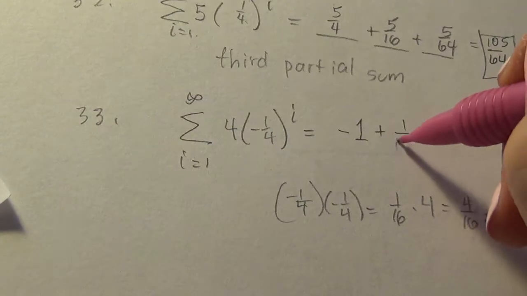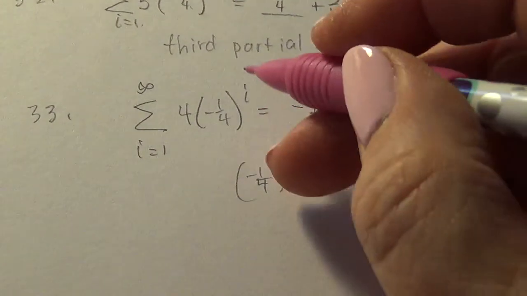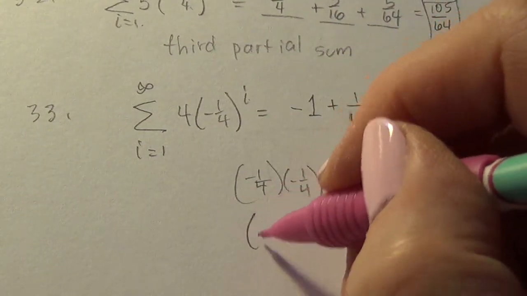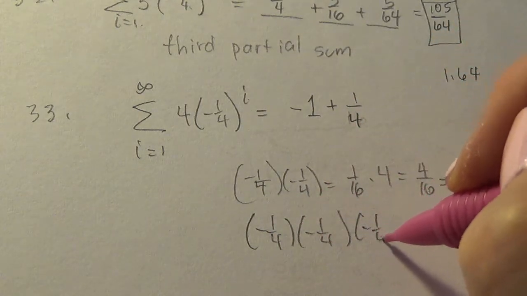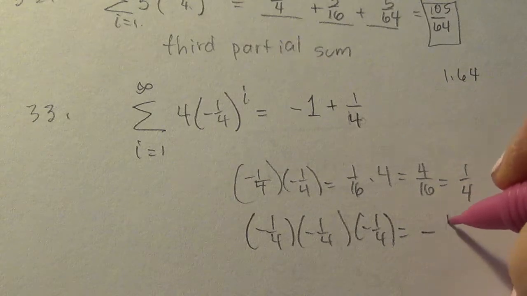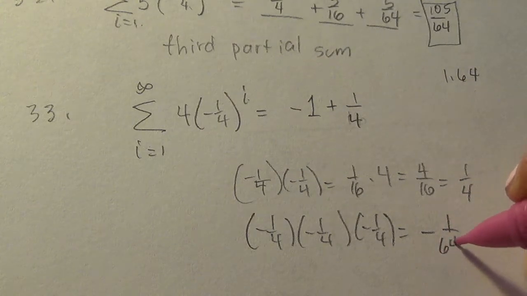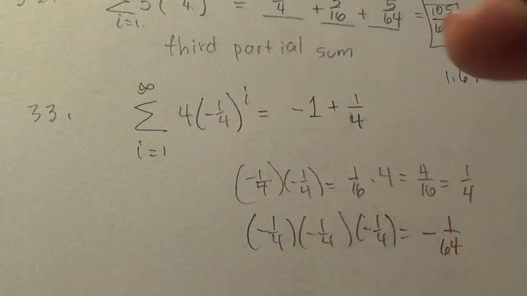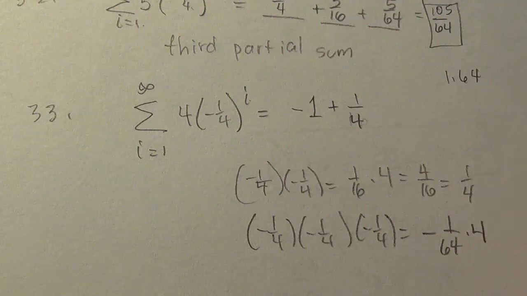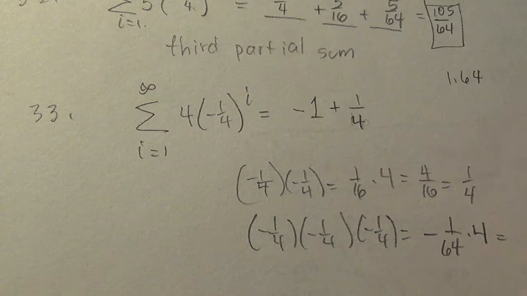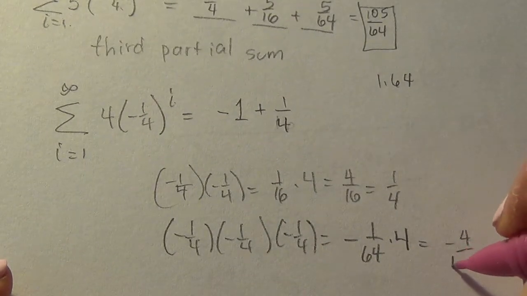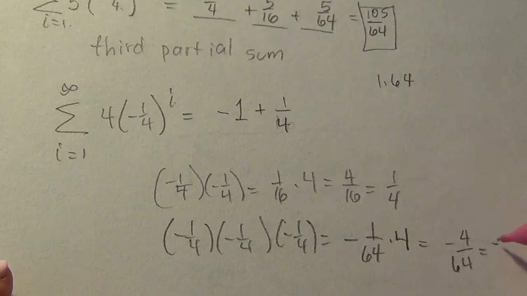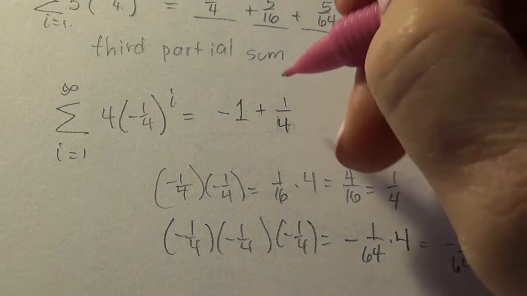All right. We'll do the next one. So when i goes to 3, we have -1/4 times -1/4 times -1/4, which equals -1/64 times 4. And we get -4 over 64, which is -1/16.